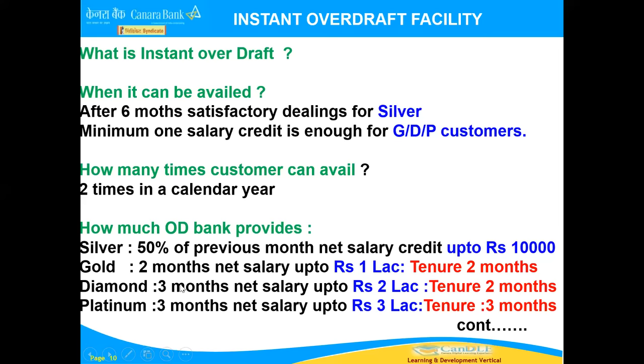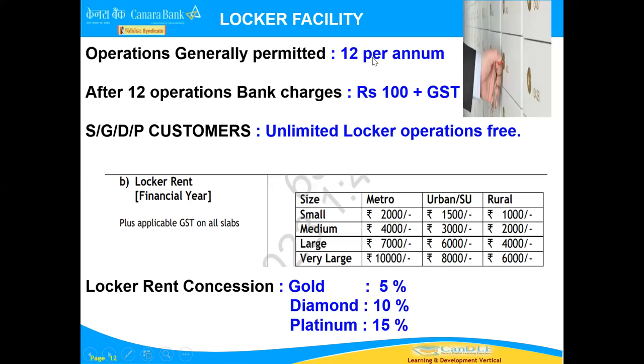Locker charges. Generally, as I told, they will be paid 12 per annum. After that, 100 rupees plus GST. For these customers, unlimited locker operation, all four. This is the locker charges as per circular, and they will get concession like silver, no concession, 5, 10, 15.